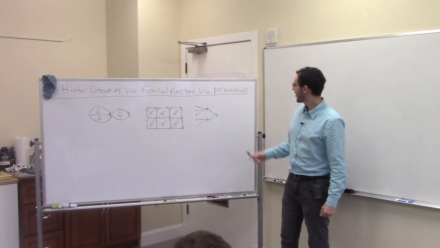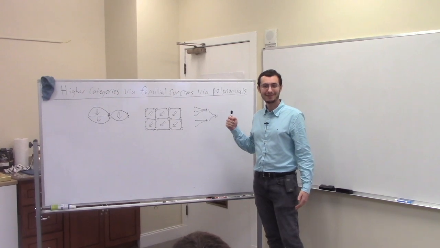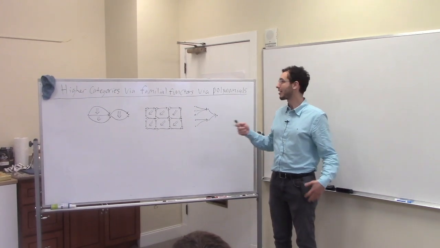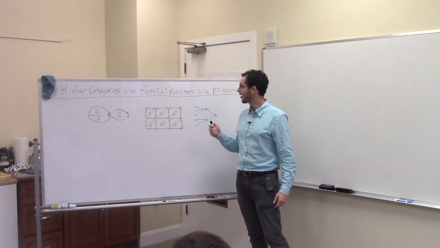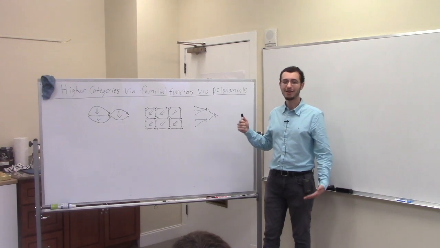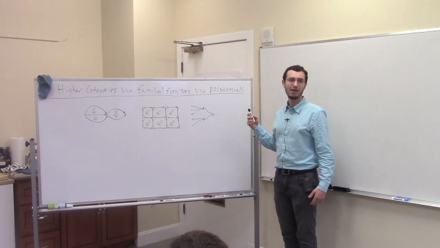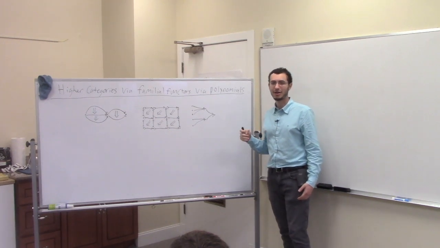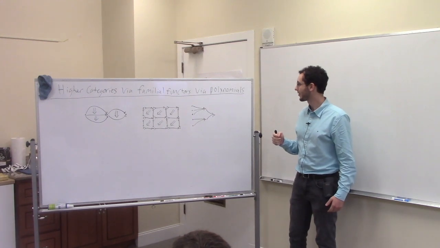And my title pretty much tells you the outline of the talk. I'm going to say a little bit about higher categories and what I'm interested in doing with them, and then talk about familial functors, what they are and how they relate, and then get into why I started thinking about polynomials, which I think was a little bit different from a lot of other people.